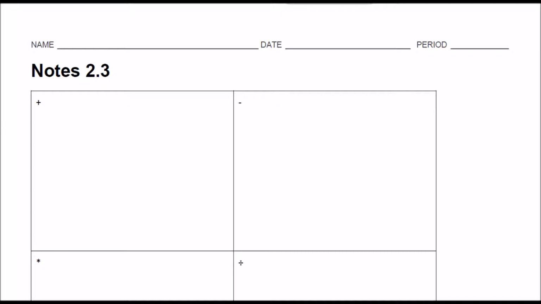Alright, so the first thing we want to think about here are some words that you would typically think of that stand for addition, subtraction, multiplication, or division. So that's what we're going to start out with here at the top of the paper.